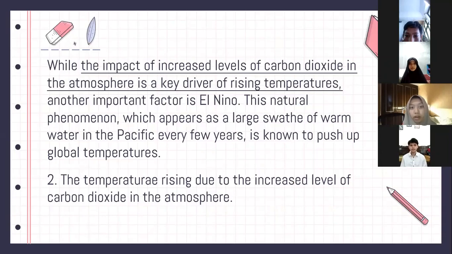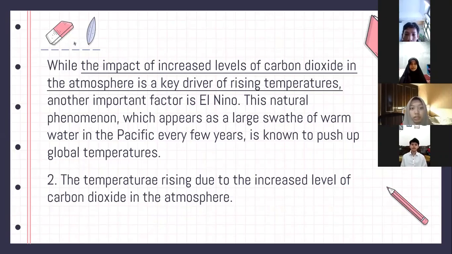While the impact of increased level of carbon dioxide in the atmosphere is the key driver of rising temperature, another important factor is El Niño. This natural phenomenon, which appears as a large swath of warm water in the Pacific every few years, is known to push up the global temperature. The statement for this text is, the temperature is rising due to the increased level of carbon dioxide in the atmosphere.